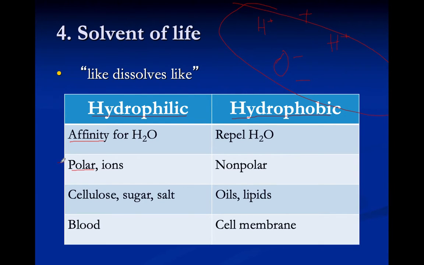So anything that has a positive and a negative side, like water itself. But it's also going to be ions. Okay, so ions, remember, are things that have completely transferred their electrons, and so now they are charged. So like Na plus and Cl minus. They are charged, and they're going to be attracted to the water just like we saw before.